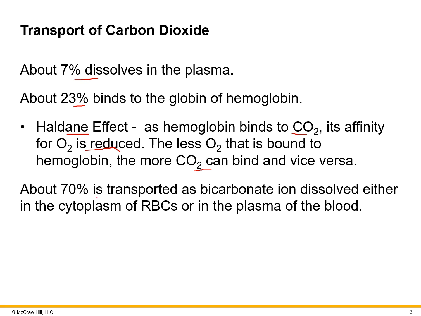So about 70% of that transported is what's called bicarbonate ions that's dissolved either in the cytoplasm of red blood cells or the plasma of the blood. So the majority of it is transported as a molecule called bicarbonate ions. So some's dissolved, some attached to globin of hemoglobin, but the majority of it is transported as bicarbonate.